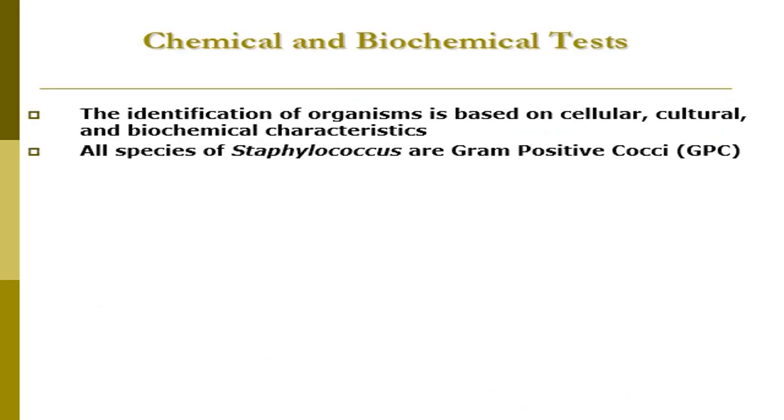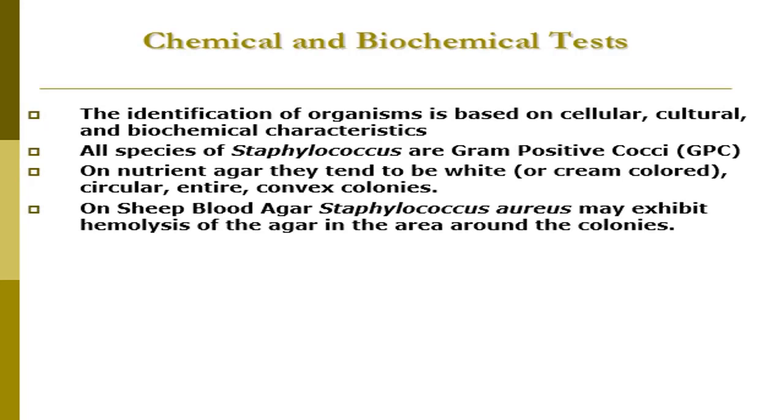The identification of organisms is based on cellular, cultural, and biochemical characteristics, and all staphylococcal species are gram-positive cocci. On nutrient agar, they tend to be white or cream, circular, entire, convex colonies. These are the macroscopical, not microscopical, or cultural characteristics of Staphylococcus aureus on nutrient agar. On sheep blood agar, Staph aureus may exhibit hemolysis. What is the type of hemolysis here? It is beta hemolysis, clear zones around the colonies.